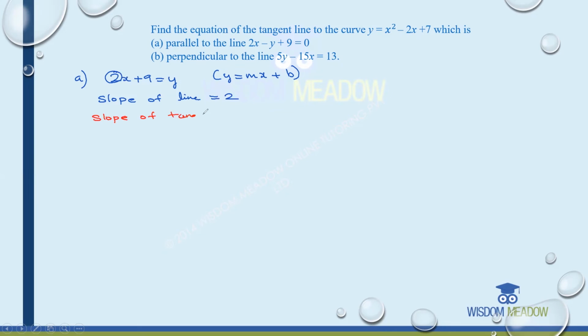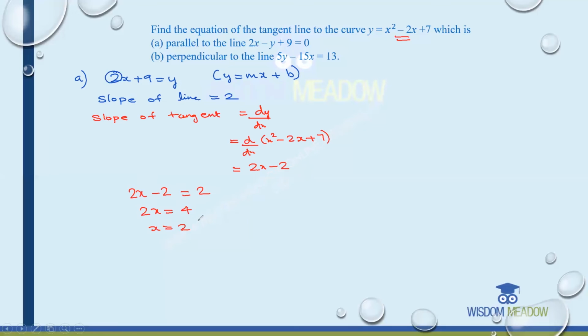Now to find the slope of tangent, that is given by dy/dx. So you have to find the derivative of the curve. That's going to be the derivative of x² − 2x + 7, that is 2x − 2. Now since it's parallel to the line, the slopes will be equal. So 2x = 4, x = 2.